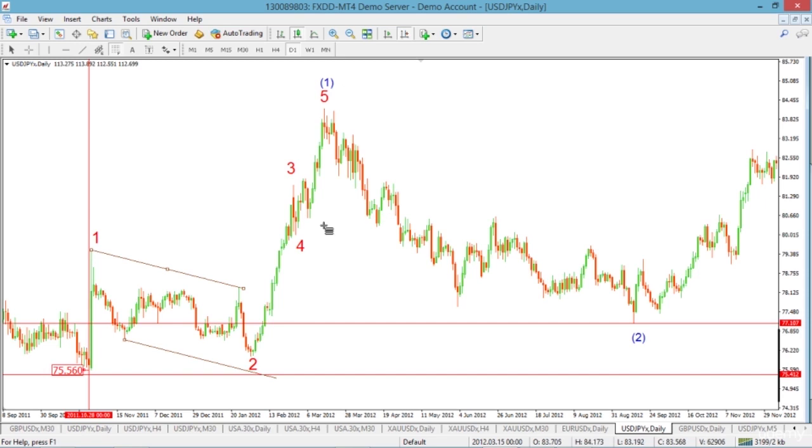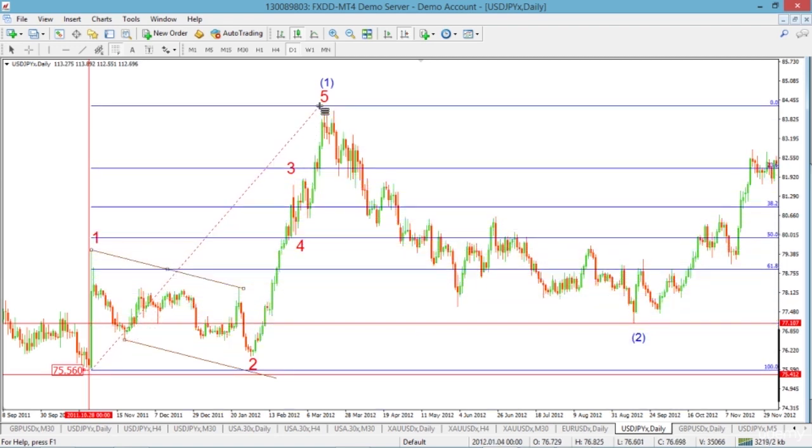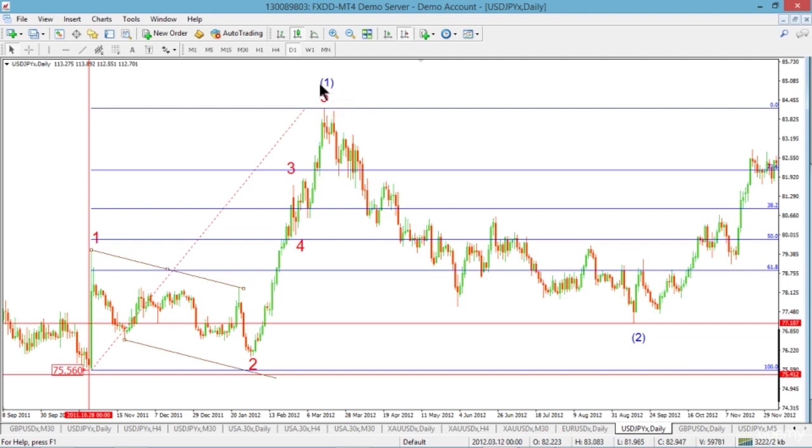For wave 2 itself, you can at least expect a 50% retracement. Most likely you would get a 62% or 61.8% fib retracement. So let's look at that and see how that actually turned out. So we'll project from the low here up to the price high in wave 1, and we get 61.8%. Now price actually dipped below that, but that would be our initial target.